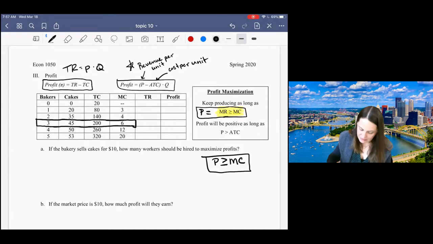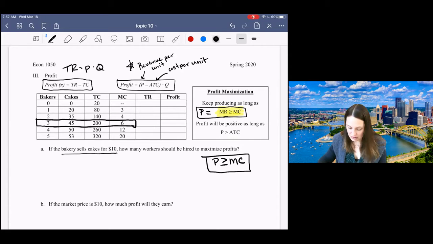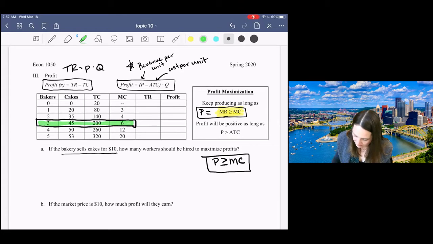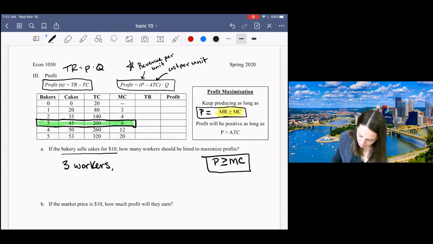With 3 workers and 45 cakes, because that is the last point where the price of cakes, $10, is higher than the cost of production. Okay, so this is my profit maximizing point here. And we found that by using this decision rule to produce as long as price is greater than marginal cost. So the bakery will hire 3 workers and produce 45 cakes.